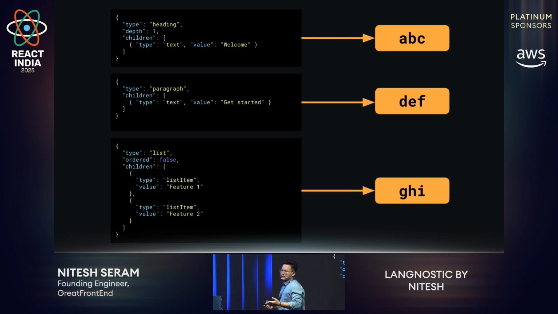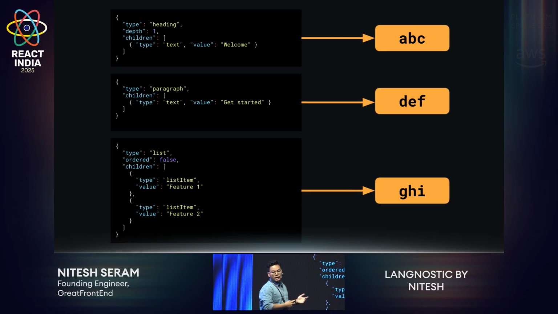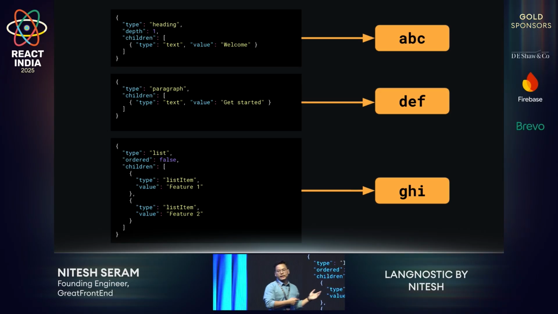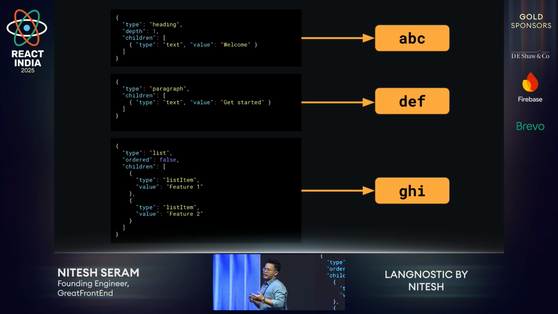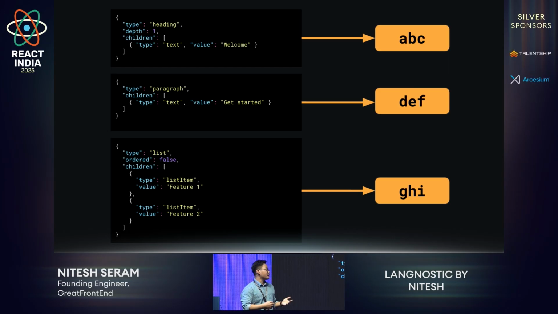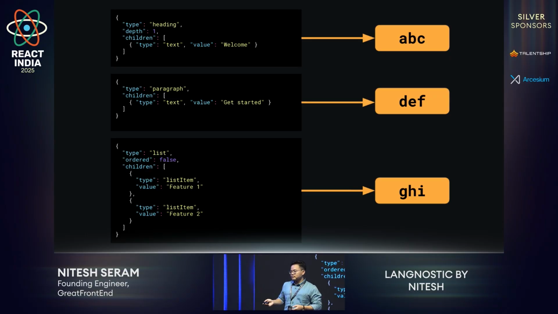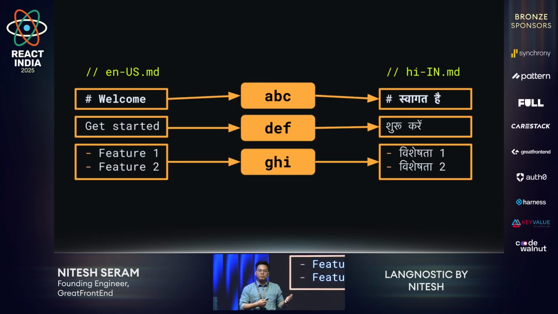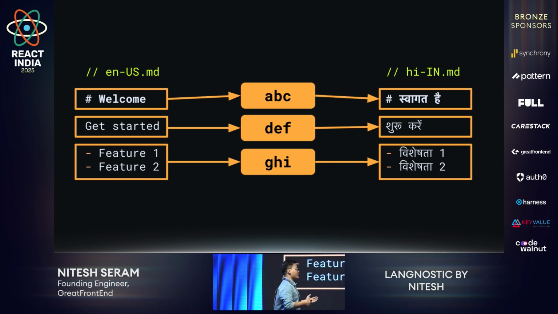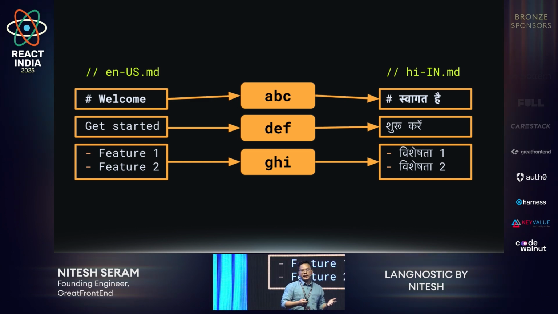Once you do that, you generate a hash for each of these pieces of content. Now you have a key and content for a Markdown file. You broke the MDX file into multiple blocks of content, and you have a key associated with each of them as well. Langnostic then translates each of these content blocks into the target language and writes them back into the target files.